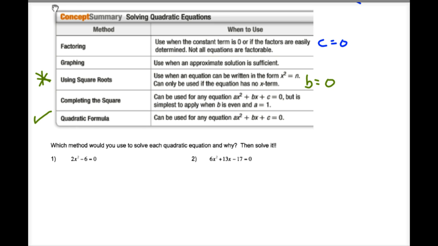Guys, when in doubt, use the quadratic formula. If you're not sure, oh, I don't know if it factors, I don't want to graph it, I don't want to complete the square, go use the quadratic formula. I think you use the quadratic formula well over half the time. Because it can be used for any equation. It works every single time. The other half I'd probably graph.